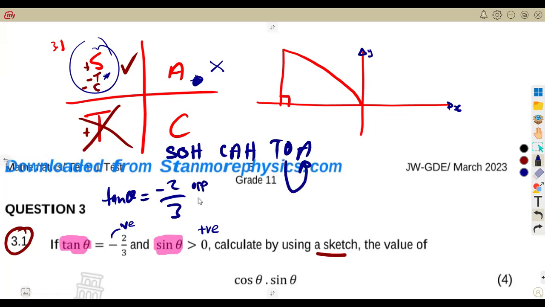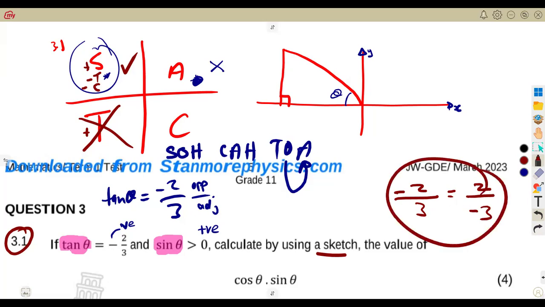So we've got opposite over the adjacent. So what is opposite according to this? Let's say this is your theta. The opposite here, we can see that it cannot be a negative. It's a positive. So how do we change? Because we can see that it's negative 2 over 3. So remember, a negative can be like this, negative 2 over 3. It can be 2 over minus 3. Still one and the same thing.